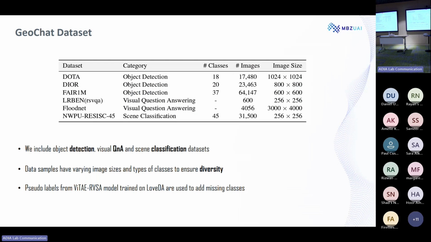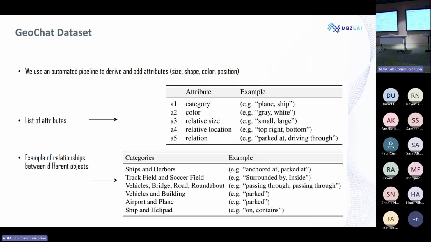I'll quickly now talk about the datasets. We use already available datasets like object detection datasets, visual question answering datasets, and scene classification datasets. Notice that none of these datasets provide image and text conversation data. So we came up with our own dataset generation pipeline. We start with extracting the attributes of the objects. Given an image, the first step is to identify and locate those objects, and then extract their attributes. Attributes could be their category, like if it's a plane, their shape, their color, their relative size. For example, is a ship in the image relatively smaller than other ships, or larger than the other ships, and their relative position. We can extract if this ship is located at the top of the image, at the center of the image, and so on.